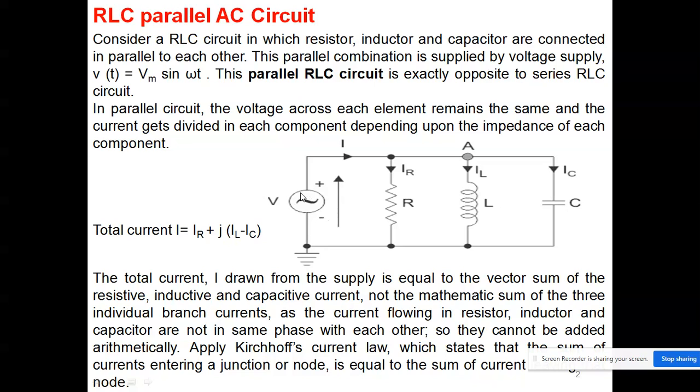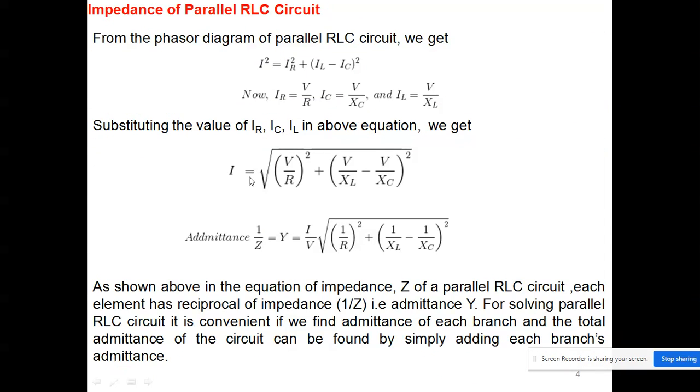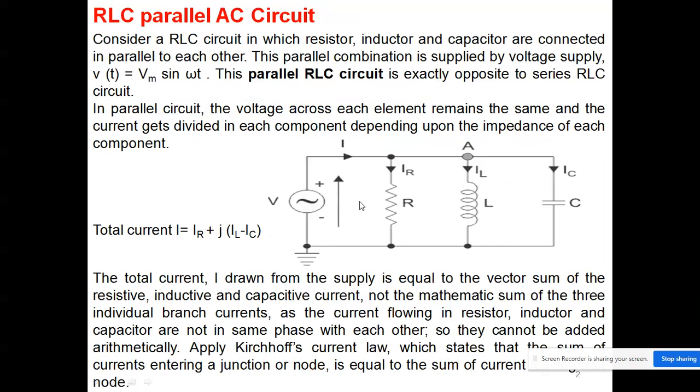Okay, and in this parallel circuit, the voltage across each element remains the same. Whether I see the voltage drop at the resistance, it is equal to V, here is also V, and here is also V. So because of the parallel combination, the voltage drop remains the same and the current will divide. The total current I is flowing here, so IR will flow in the resistance, IL in the inductance, and IC in the capacitance. So current will divide here.